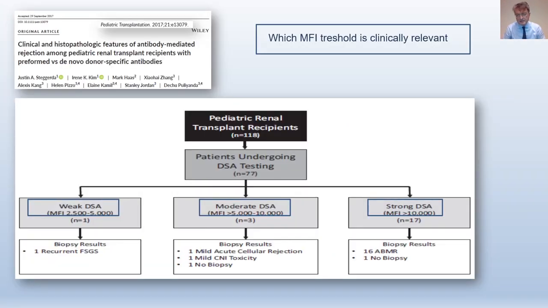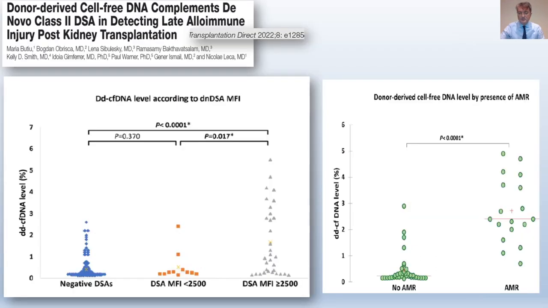There is ongoing discussion about what threshold of MFI, which is mean fluorescent intensity, the surrogate marker of the concentration of the antibodies, is clinically relevant. Classically, it was shown that up to 5,000 it is weak. Between 5,000 and 10,000 it is moderate, because it begins to be associated with rejection, and beyond 10,000 it is strong and risky, because the majority of these patients present antibody-mediated rejection.